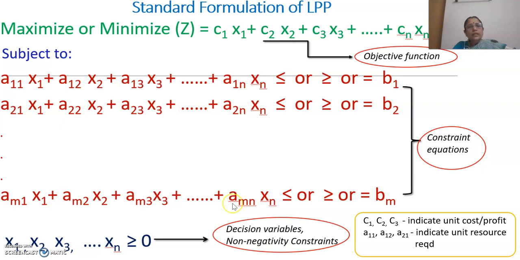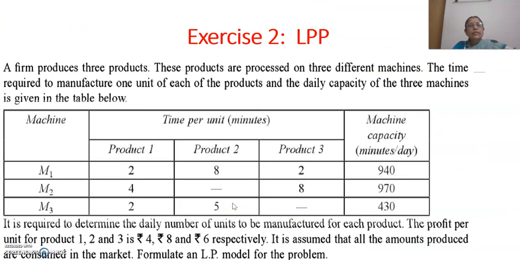So let's get started. Today we will see the second exercise on formulation of a linear programming problem. Now let me read out the problem for you. A firm produces 3 products. These products are processed on 3 different machines. The time required to manufacture 1 unit of each of the products and the daily capacity of the 3 machines is given in the table below.